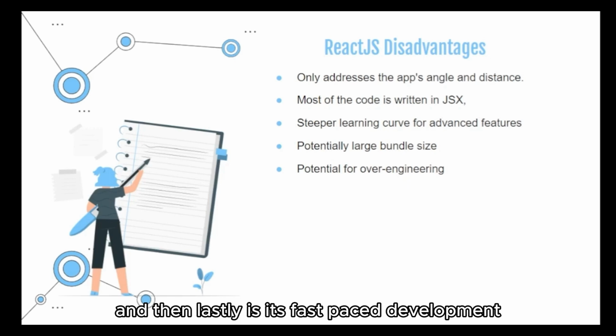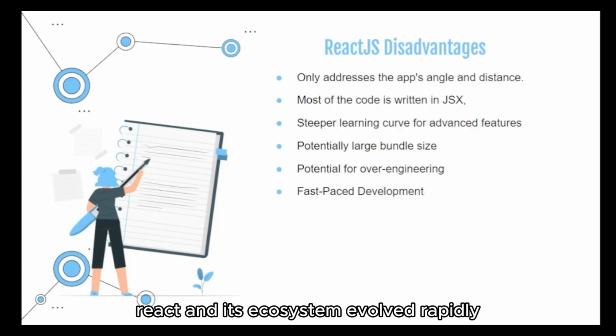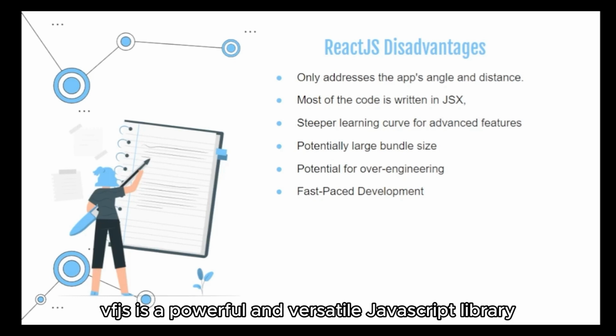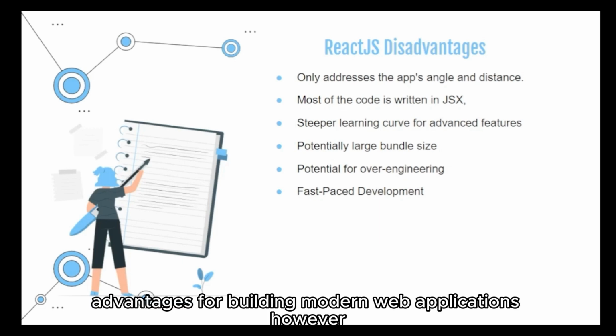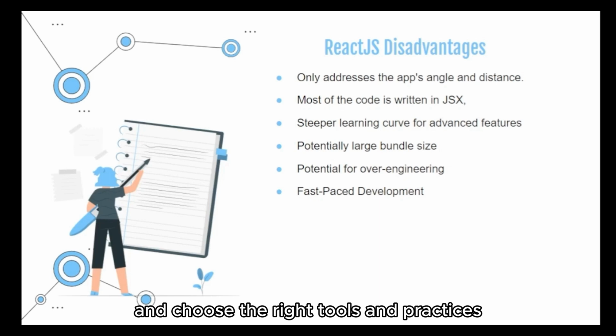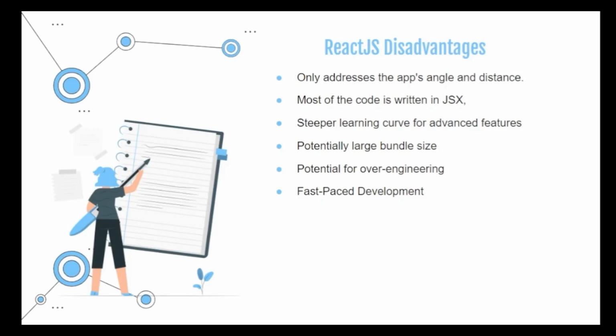And then lastly is its fast-paced development. React and its ecosystem evolve rapidly, which can sometimes lead to issues for projects that aren't frequently updated or maintained. So overall, ReactJS is a powerful and versatile JavaScript library that offers significant advantages for building modern web applications. However, it's important to be aware of its potential downsides and choose the right tools and practices to maximize its benefits and avoid its pitfalls.